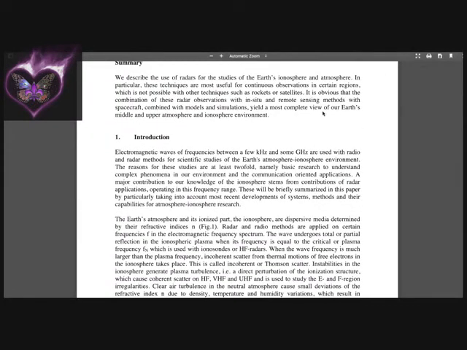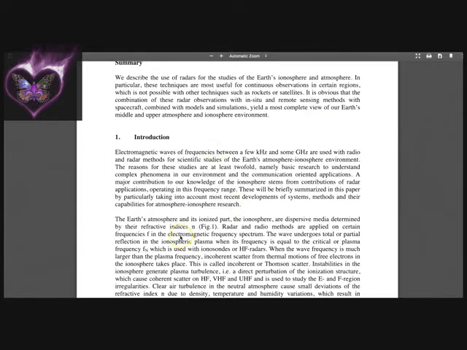Electromagnetic waves of frequencies between a few kilohertz and some gigahertz are used with radio and radar methods for scientific studies of the Earth's atmosphere, ionosphere environment. The reason for these studies are at least twofold, namely basic research to understand complex phenomena in our environment and the communication-oriented applications. A major contribution to our knowledge of the ionosphere stems from contributions of radar applications operating in this frequency range. These will be briefly summarized in this paper by particularly taking into account most recent developments of systems, methods, and their capabilities for atmosphere-ionosphere research.